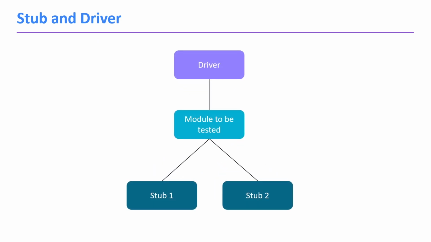As you can see on the screen, this is the module to be tested, and if the parent or main module is not ready, in place of the main module we place some dummy component that is called a driver, and from this driver we can call the module to be tested. So this is the calling component. And in the same example you can see the stubs. These are the child modules. The module to be tested is the parent of these stubs. So these stubs are called by the module to be tested. So the stubs are the called components.